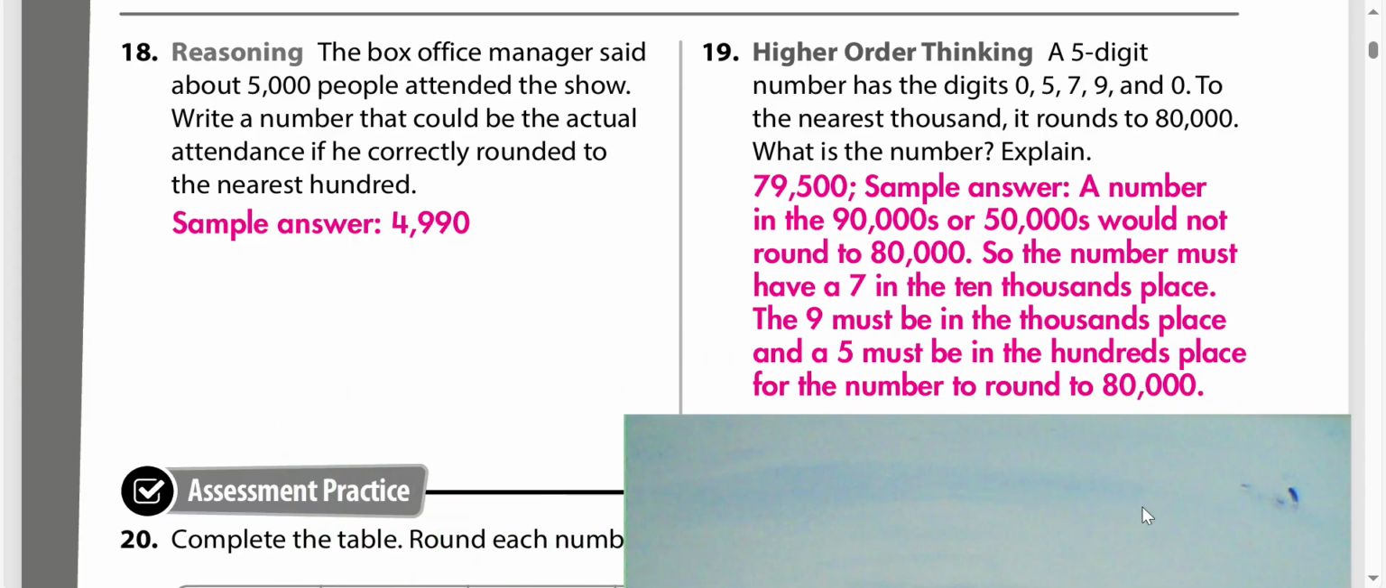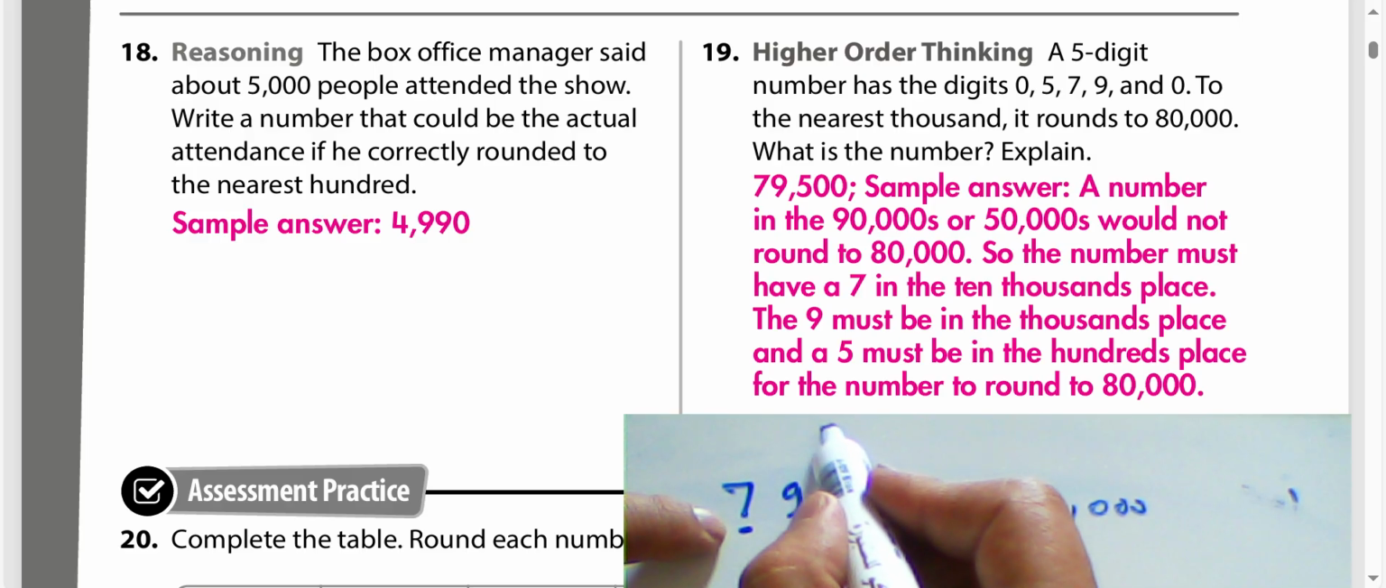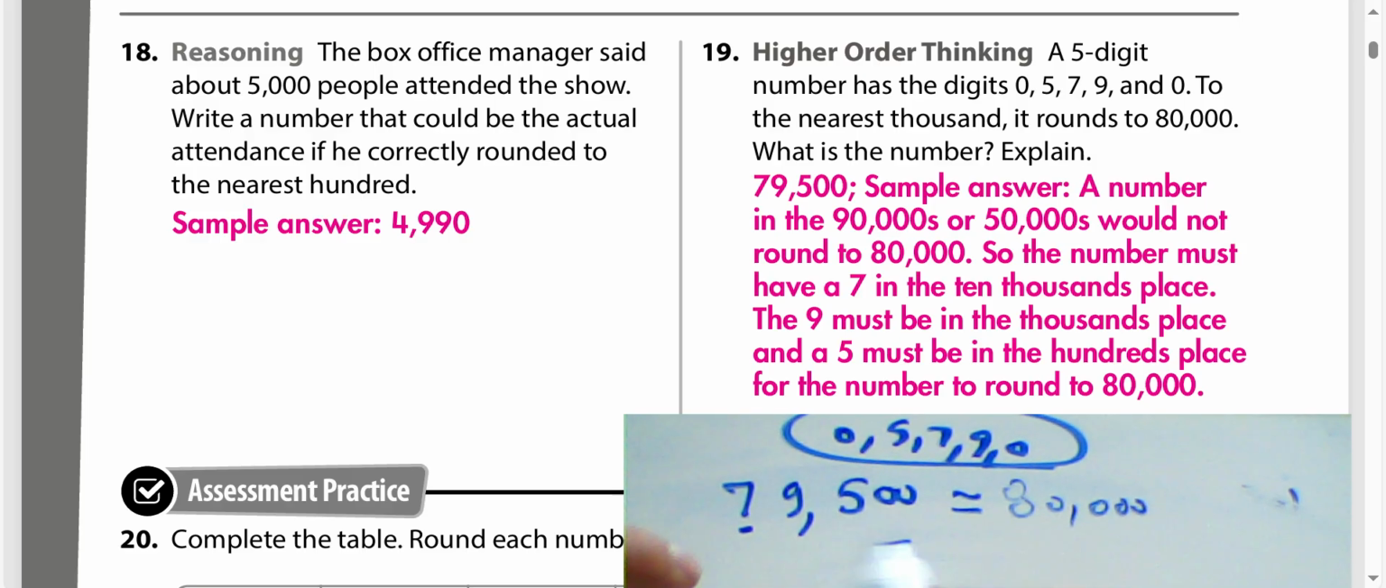A 5-digit number has digits 0, 5, 7, 9, and 0. To the nearest thousands, it's around 80,000. What is the number? Who can tell me about this number? Approximately to the nearest thousand will be 80,000. Who can tell me? We can write 7. Okay, and 9. 9 can give 1. 7 will be 8. And write also 5 and 0 and 0. Okay, because he gave us the example 0, 5, 7, 9, and 0.